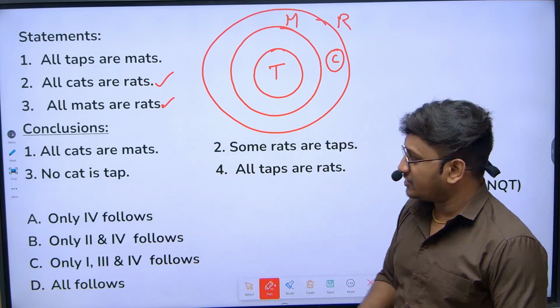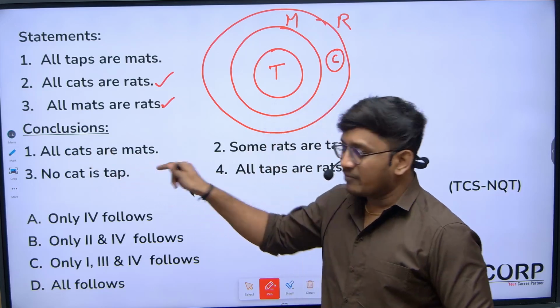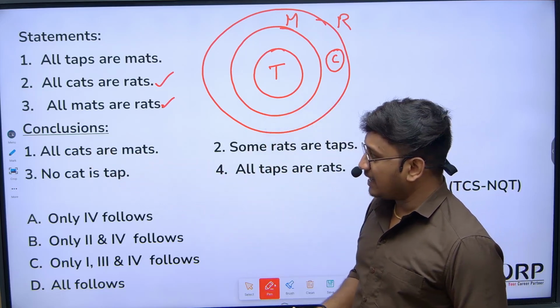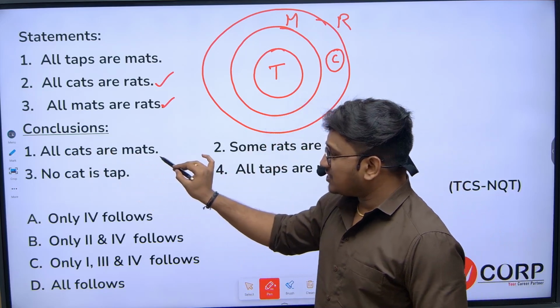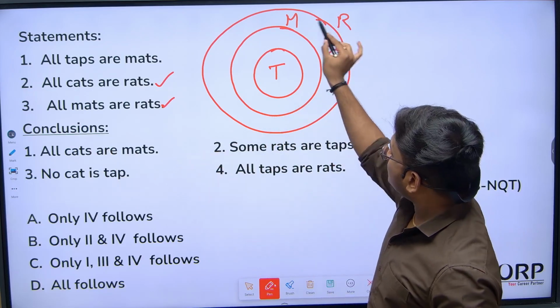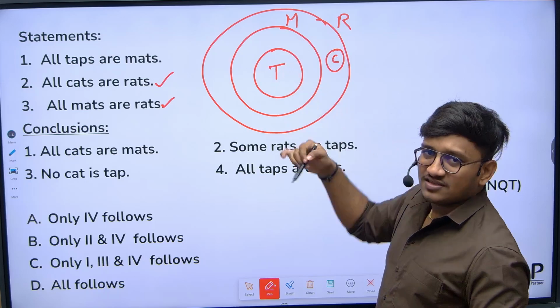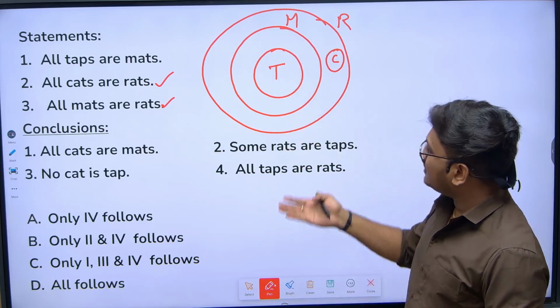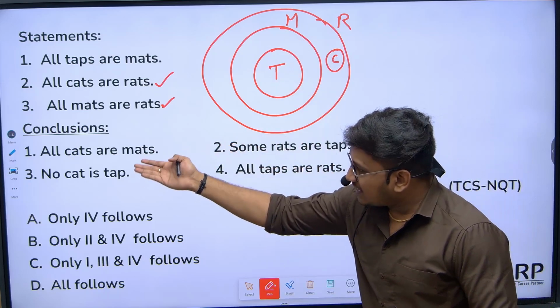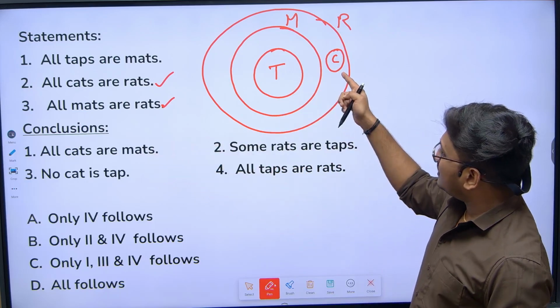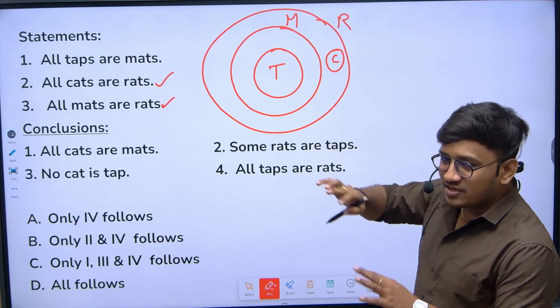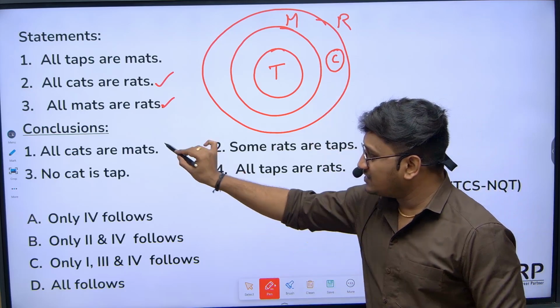Let me cross check it. All cats are mats. Now, all cats are mats means they are saying that all cats are inside mats. See, here itself I proved that they're saying that all cats are mats, but I proved that the cat and mat circles are not even touching each other. So how will this be possible?